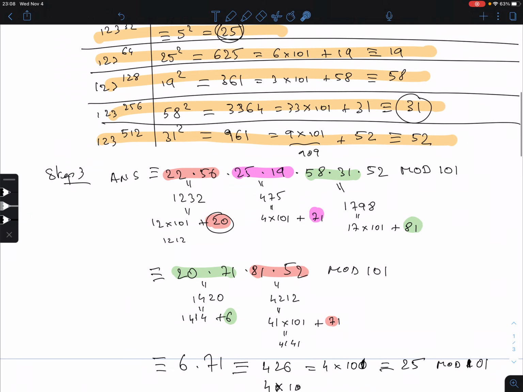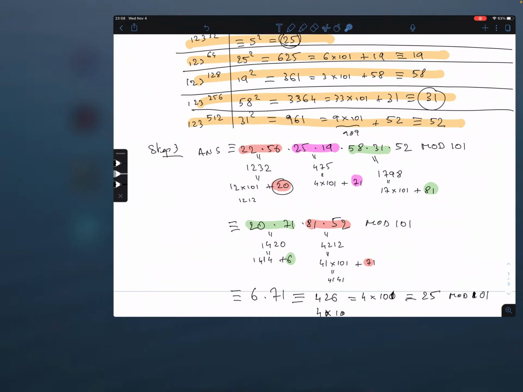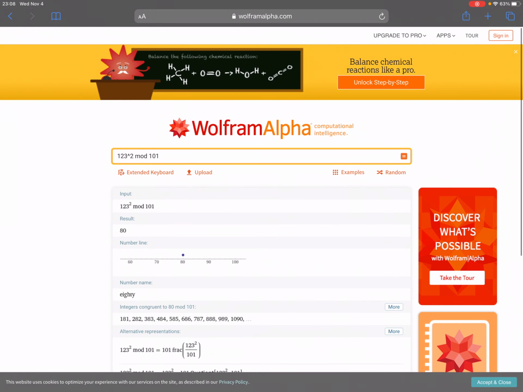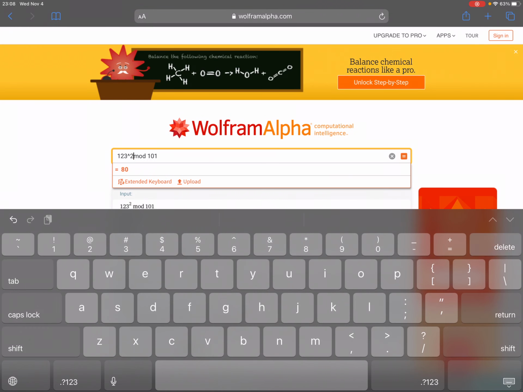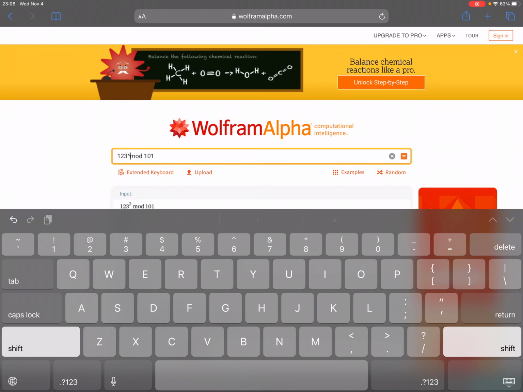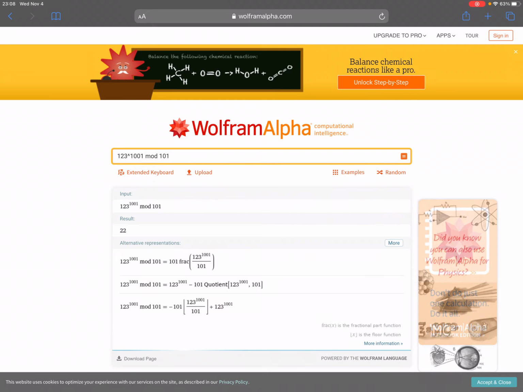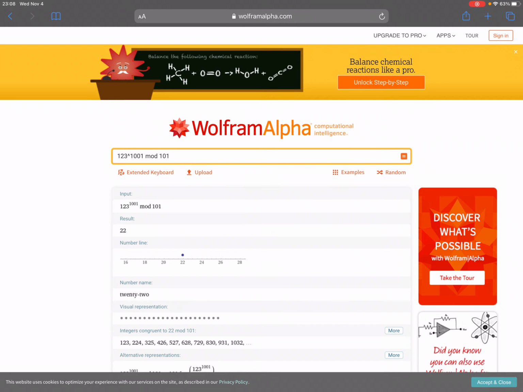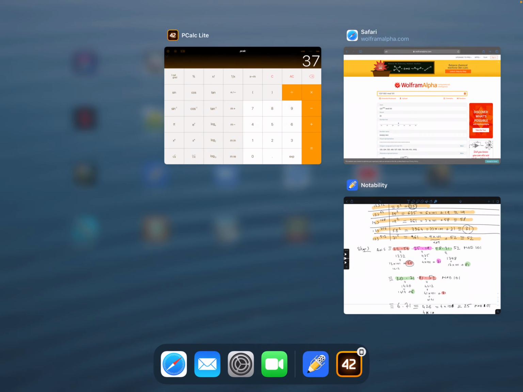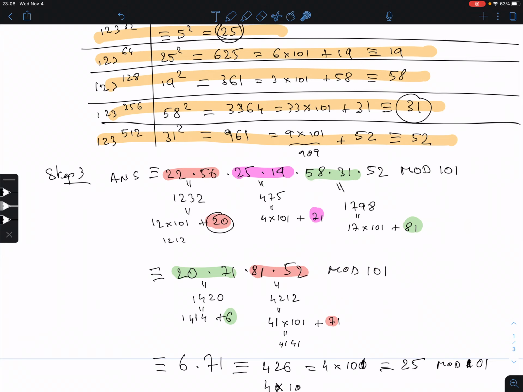So the number that we have is, I use Wolfram Alpha, and Wolfram Alpha understands these things. Sorry, the power was 1001. Okay, so notice that if I do this, double checking, is this what you wanted? 123 to the power of 1001 mod 101. Exactly what we wanted, and the answer is 22. And is that what I got? No, I got 25. So somewhere I made a mistake. I'm so sorry.